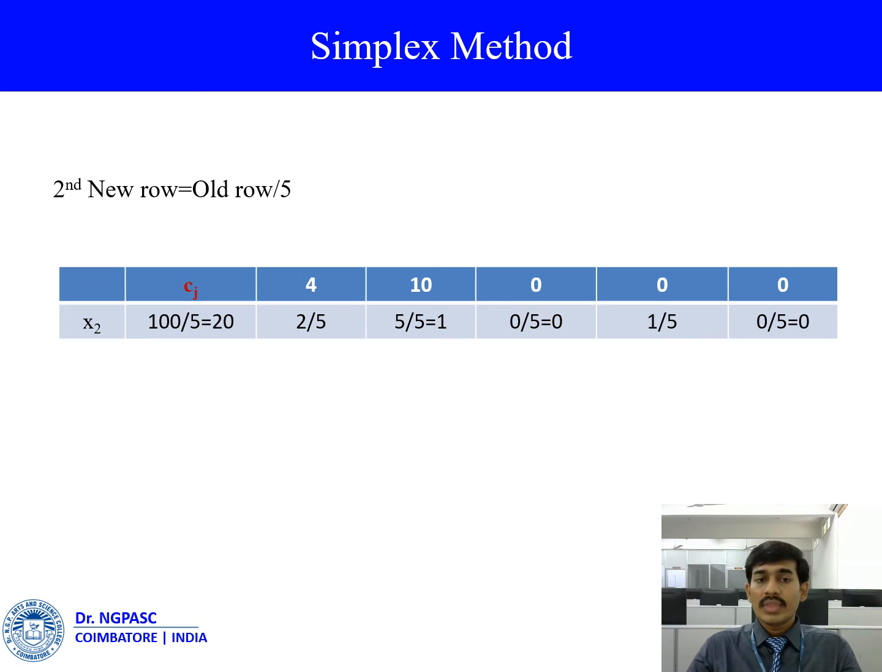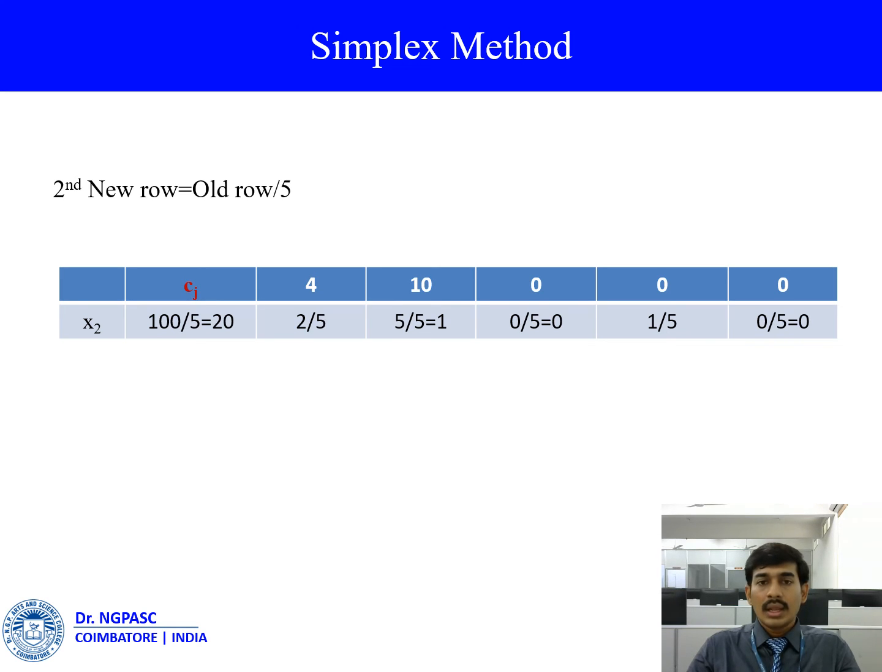So x2 is the cb, xb, yb. Then 100 divided by 5 equal to 20, because we divide the old row by 5. So 20, then 2 divided by 5, then 5 divided by 5 equal to 1, then 0 divided by 5 equal to 0, then 1 divided by 5 equal to 1 by 5, 0 divided by 5 equal to 0.